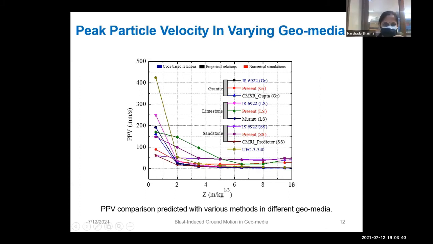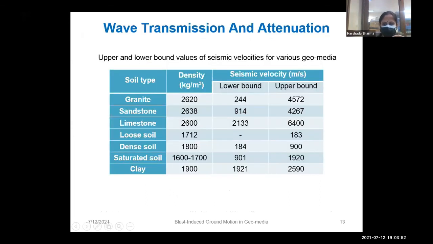Granite and sandstone, we can see that they are having a lower prediction for peak particle velocity in the near field region, whereas when we go to the far field region, the vice versa results are observed. These are some upper and lower bound values for seismic velocities for various geomediums, and we can see that these are the main important factors for the attenuation of the shock wave.